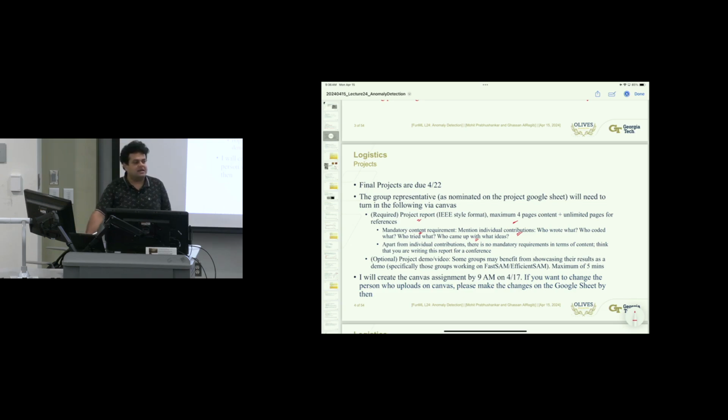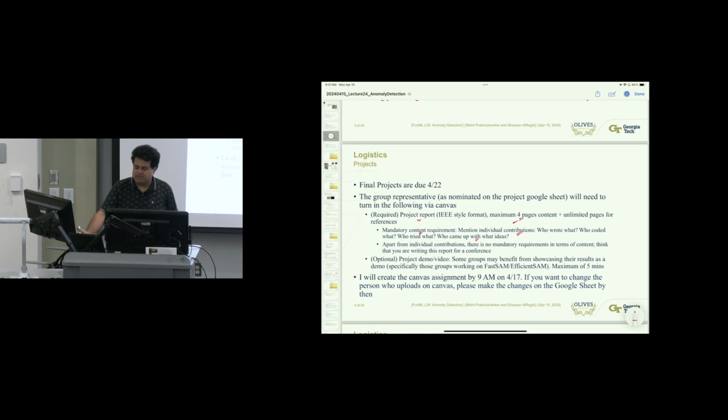Apart from that, think of it like you're writing a conference paper. You need to have an introduction, a related works section, a method section, a results section, and a discussion section about what your results look like and what you could have improved, let's say if you had 3 more months of time. All those parts are up to you. There's nothing mandatory in terms of the content you would have to write about. Again, maximum of 4 pages. You should keep the content within that page limit.